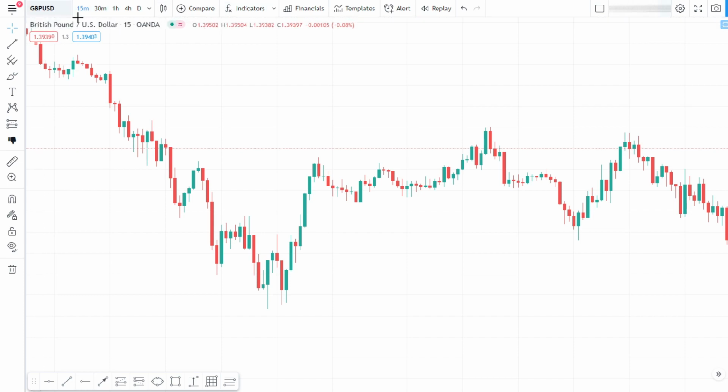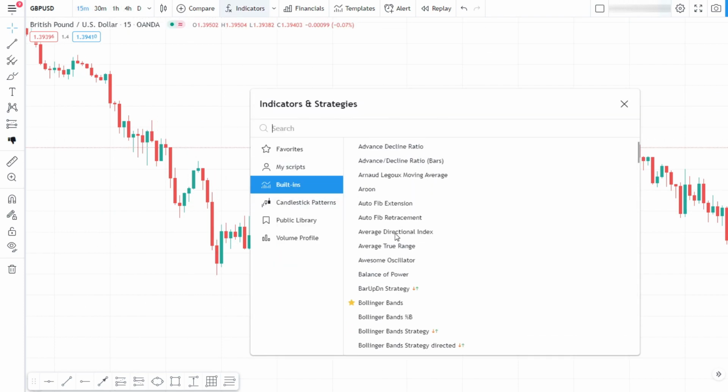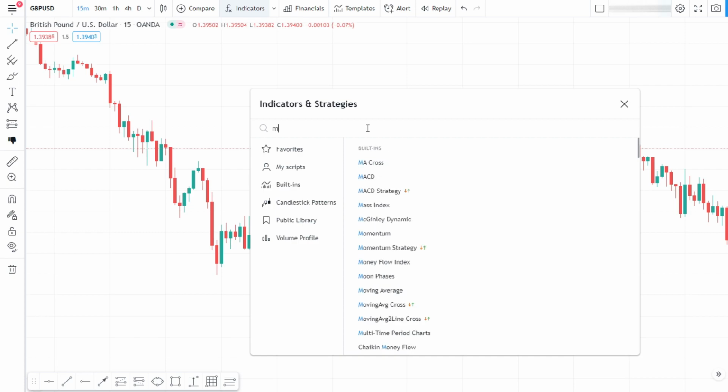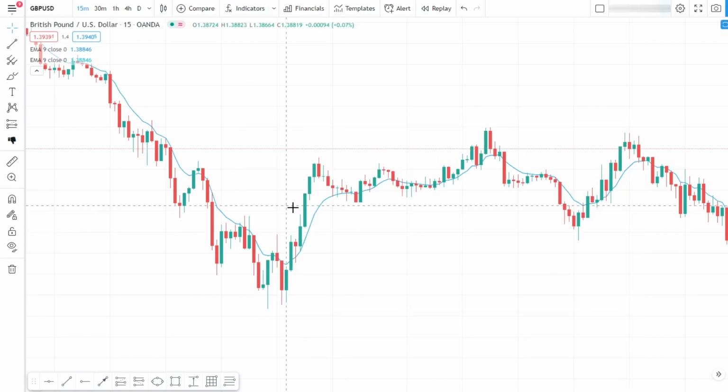We are on GBP USD right here on the 15-minute chart. We're going to be looking for sells. So once you've clicked on the indicators, you want to go to the built-ins. You can search for it over here, or you can just search EMA, and it comes up right here. As you can see, a moving average exponential or exponential moving average. Let's add that in. We're going to add two of them in actually, because we need two of them.